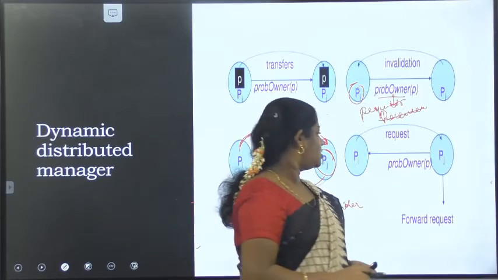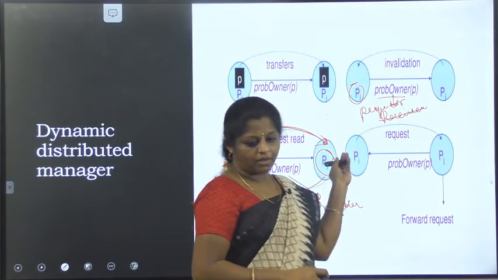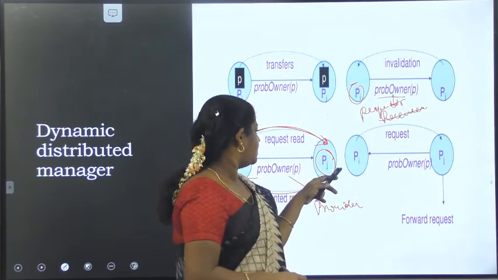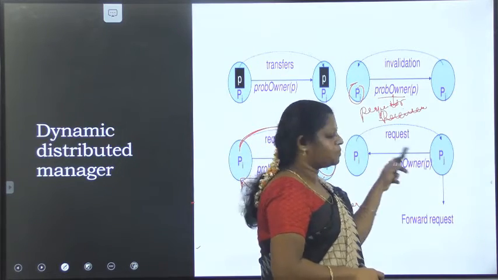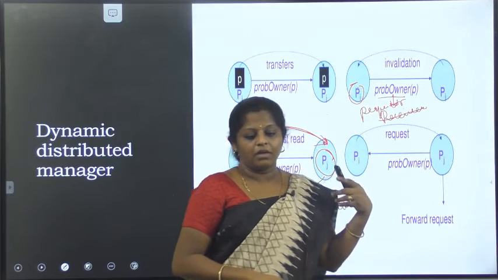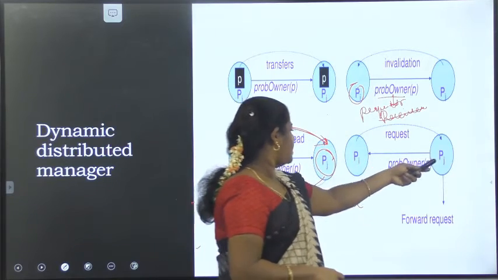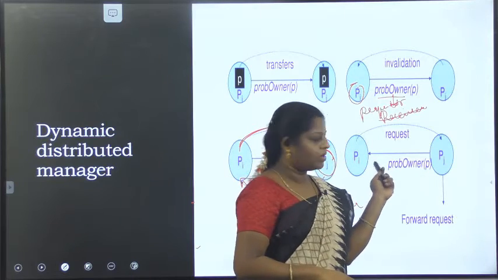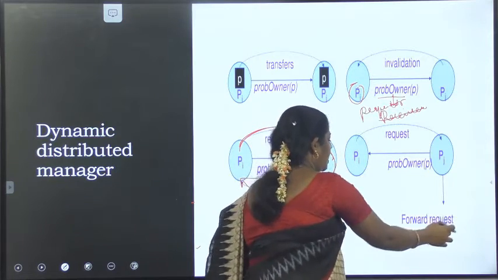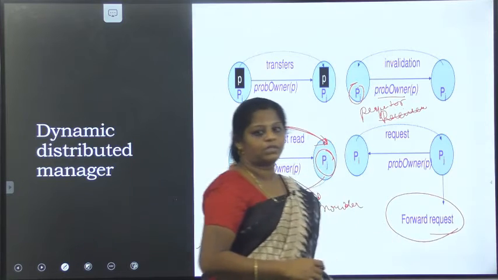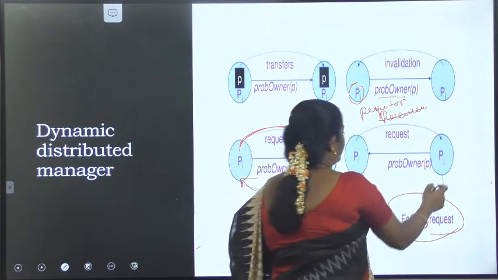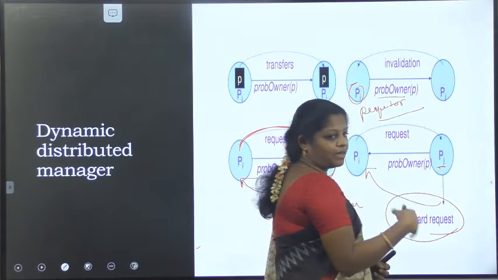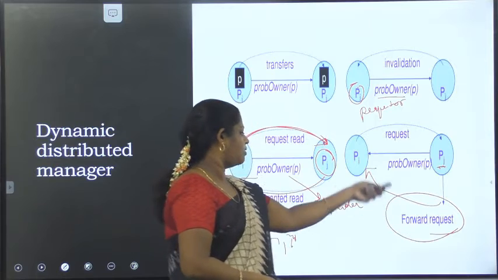And the last one: when the process receives a request for the page P, and it is not granted, what will happen? Then it will ask that process to forward the request again. So it will ask the Pi to repeat the request again, and after that it will be granted.